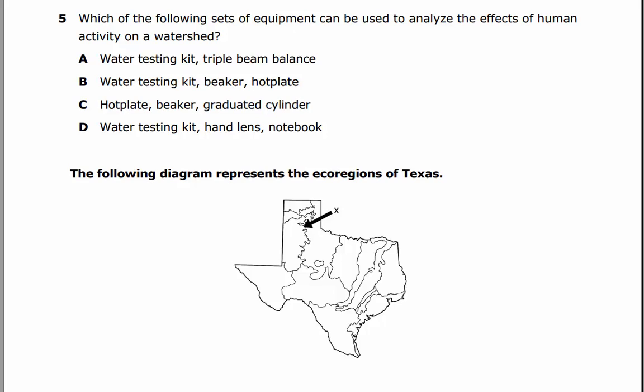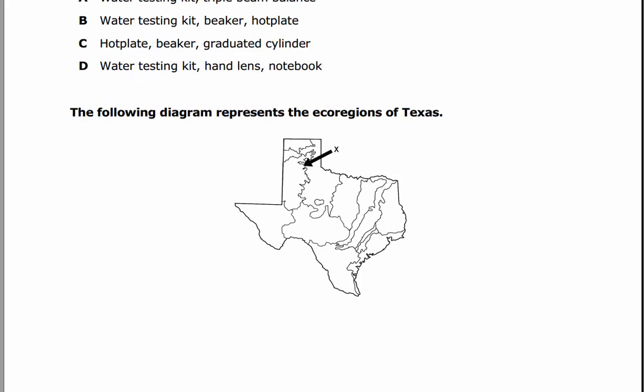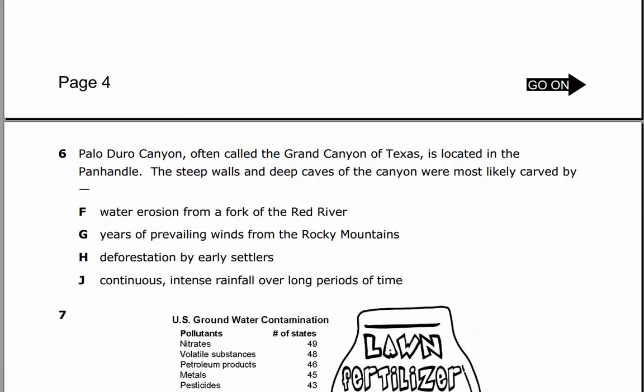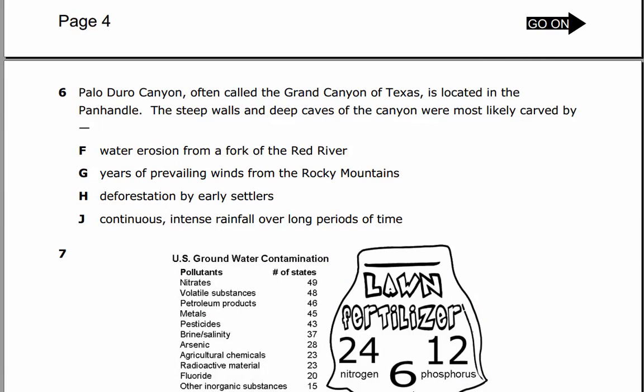The following diagram represents the ecoregions of Texas. Palo Duro Canyon, often called the Grand Canyon of Texas, is located in the Panhandle. The steep walls and steep caves of the canyon were most likely carved by F. Water erosion from a fork of the Red River, G. Years of prevailing winds from the Rocky Mountains, H. Deforestation by early settlers, J. Continuous, intense rainfall over long periods of time.